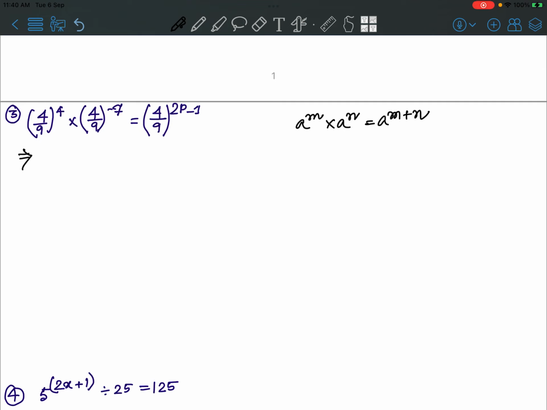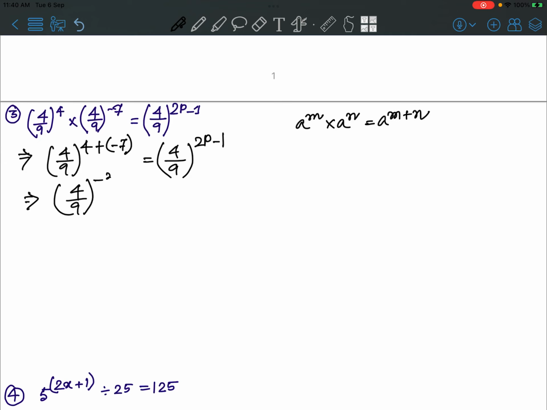So in this case, in the left hand side, we can write it as (4/9)^2 to the power 4 plus minus 7 equals (4/9)^2 to the power 2p minus 1. So (4/9)^2 to the power minus 3 equals (4/9)^2 to the power 2p minus 1. What we are seeing is that the base is equal on both sides of the equals sign. That means a to the power m equals a to the power n. So if the base is equal, then we can write the power as equal. That means m equals n.